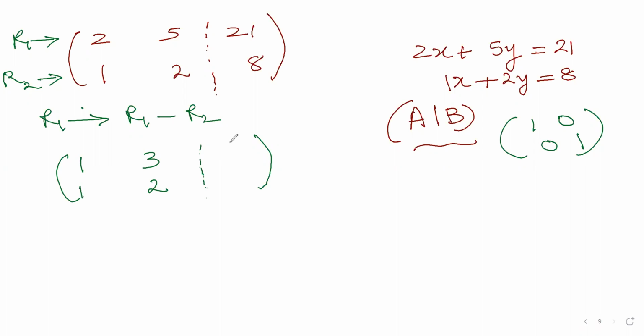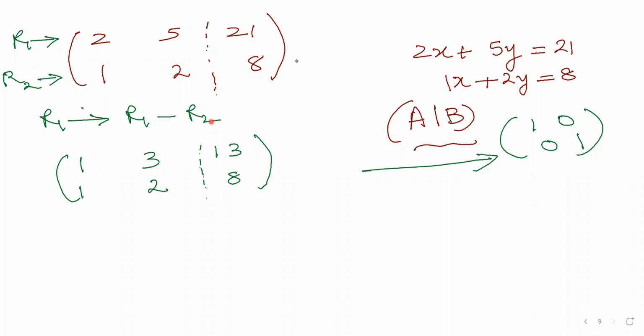21 minus 8 is going to be 13, and this is going to remain as 8. Okay, so this is what it is. Now look at the structure of the identity matrix at every step. I've got 1. The next thing that I need is to somehow get 0 on this position, that is on the second row.